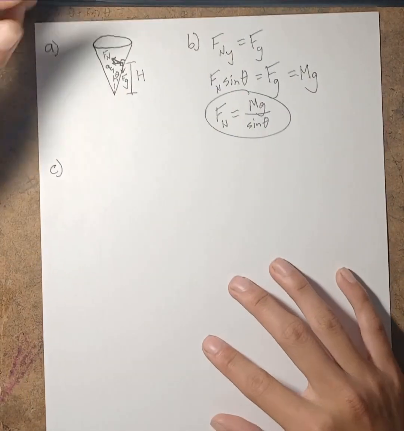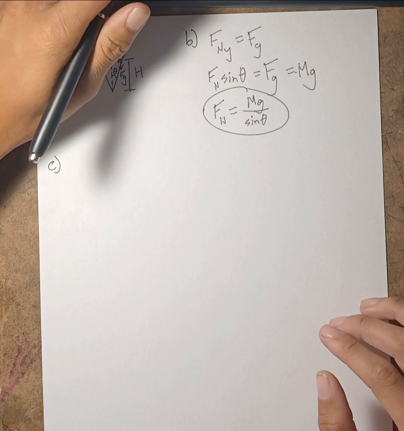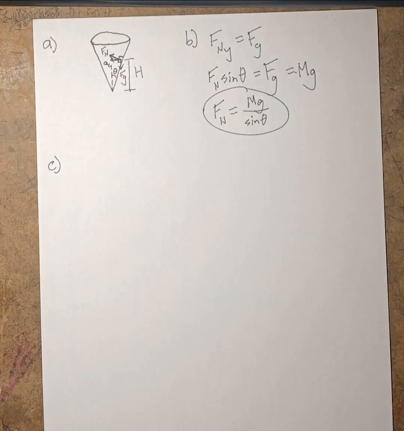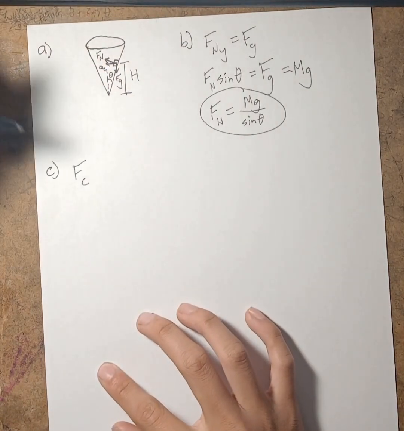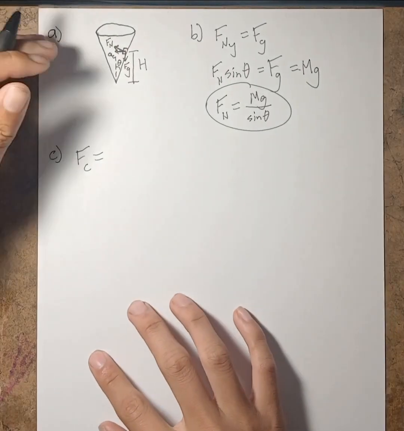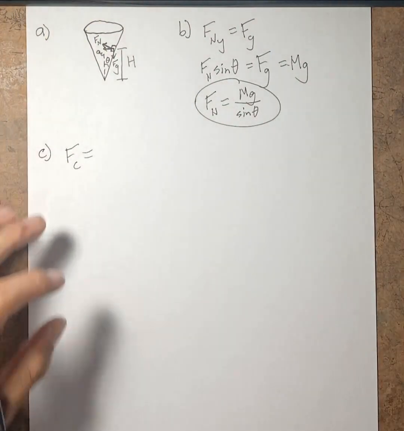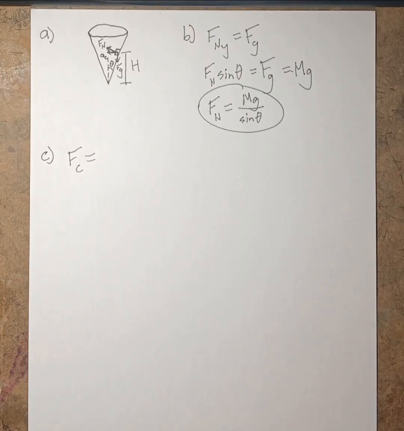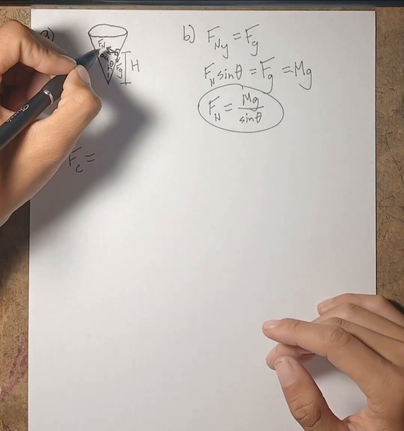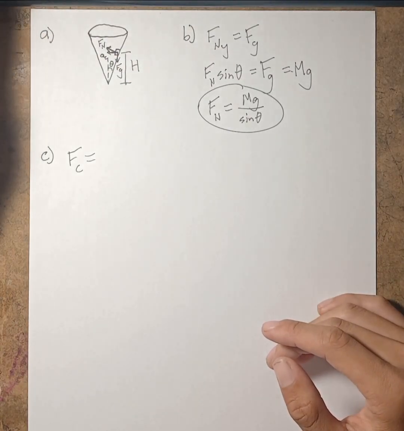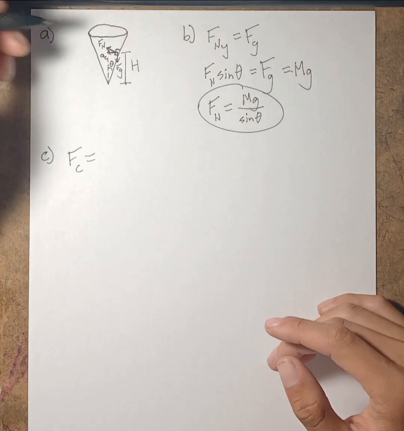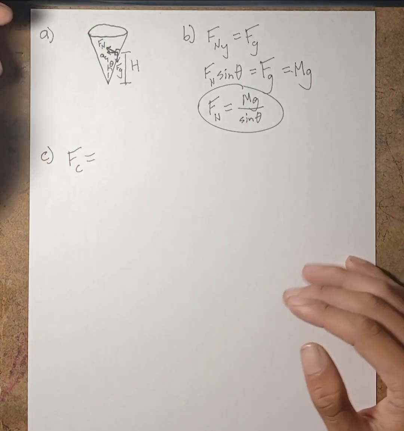Part C, derive an expression for the centripetal force. Okay, so centripetal force is the net force that is pointing to the center of the circular motion of the object. The only force that's doing that in this diagram is the horizontal component of Fn here, which is represented by the arrow of a_c, again pointing towards the center.